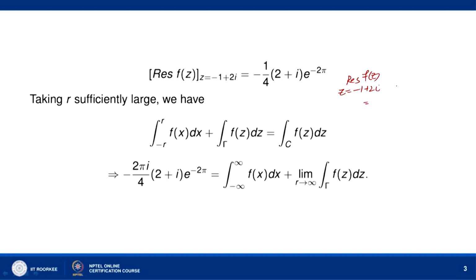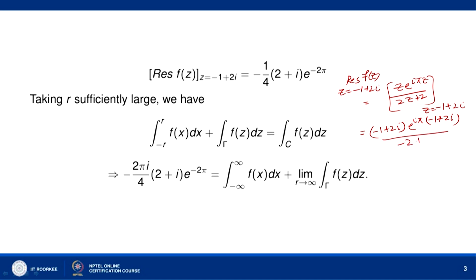So, we have z e to the power i pi z divided by 2z plus 2, and you put the value of z equal to minus 1 plus 2i. So, what we will get: minus 1 plus 2i into e to the power i pi times (minus 1 plus 2i), divided by minus 2 plus 4i plus 2.